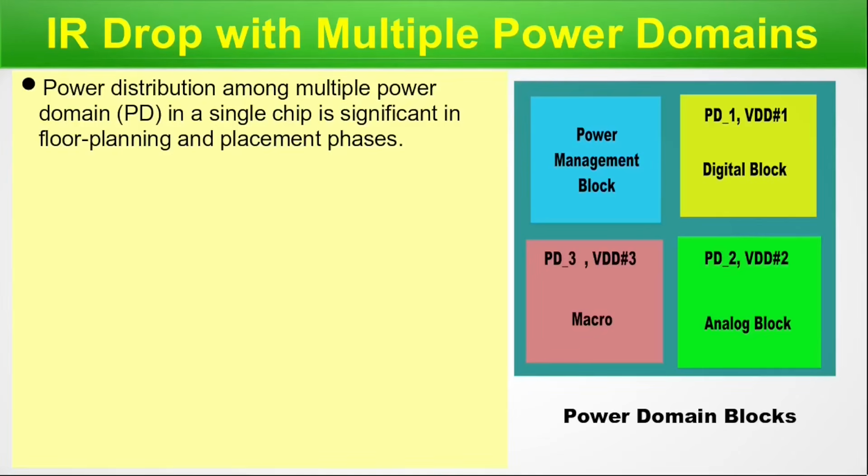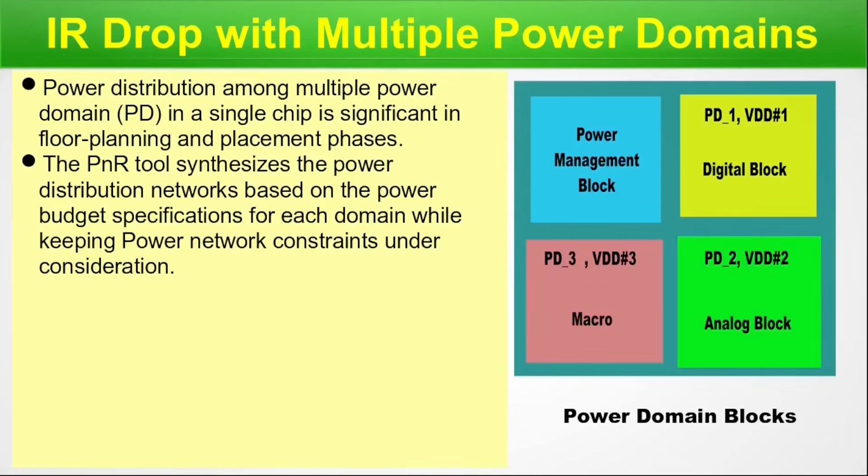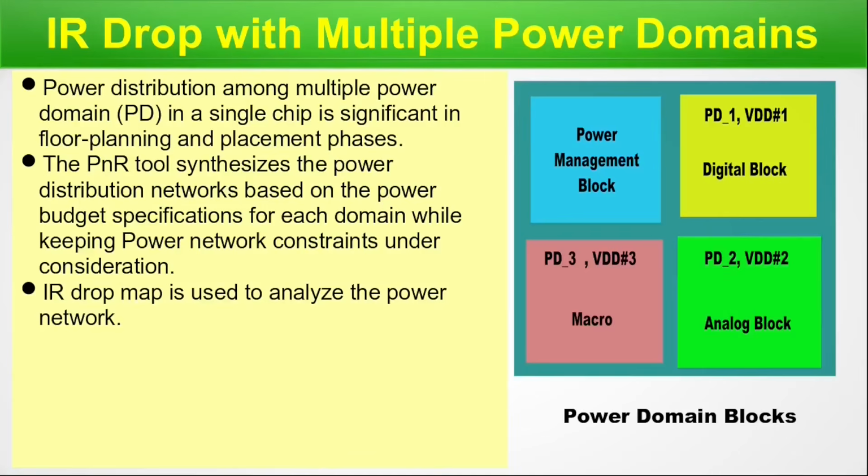I have explained the power domains in detail in the UPF series, and you can find the lectures in the UPF playlist of this channel. Proceeding forward, the next point is the PNR tool synthesizes the power distribution network based on the power budget specification for each domain while keeping the power network constraints under consideration. Because of all the blocks you can see in the right hand side picture, budgeting has to be done in a proper way so that if there are 3 different VDDs in a single circuit, they will receive proper voltage. IR drop map is used to analyze the power network.